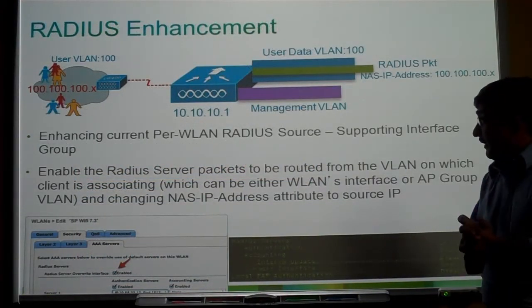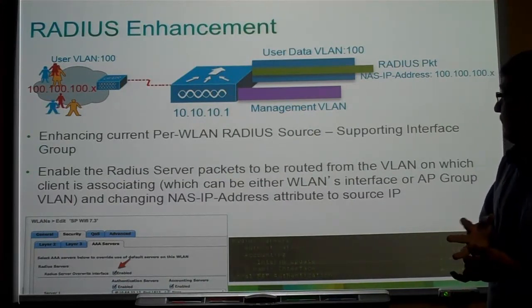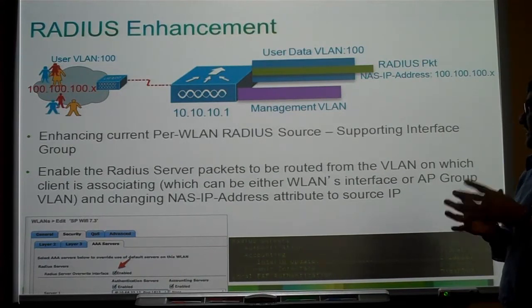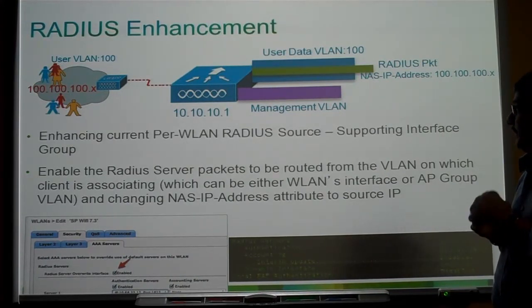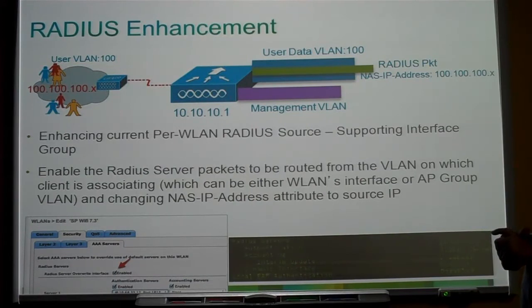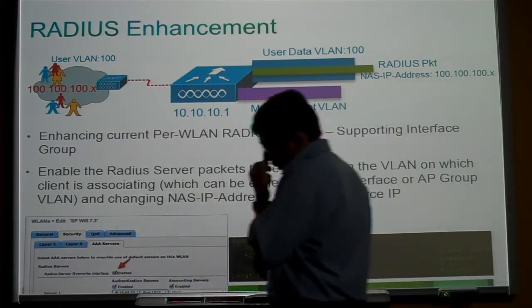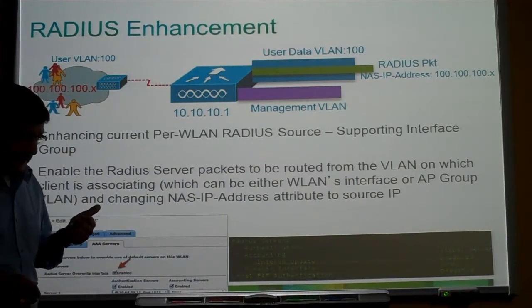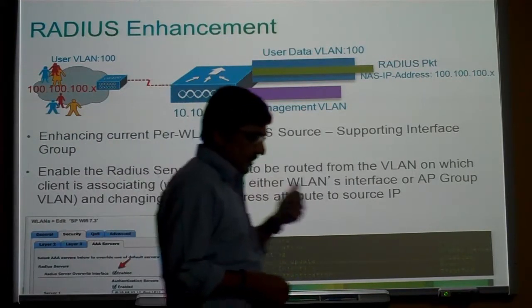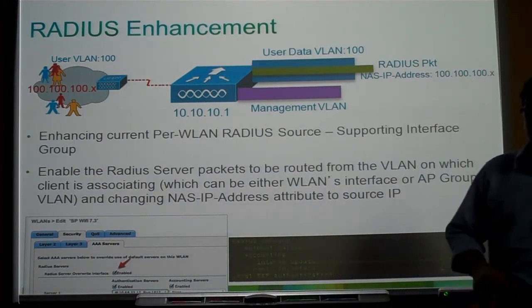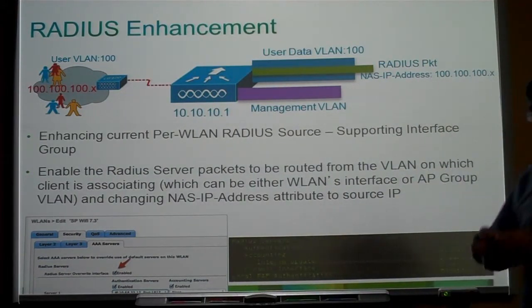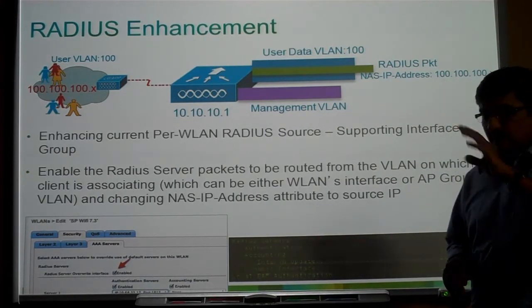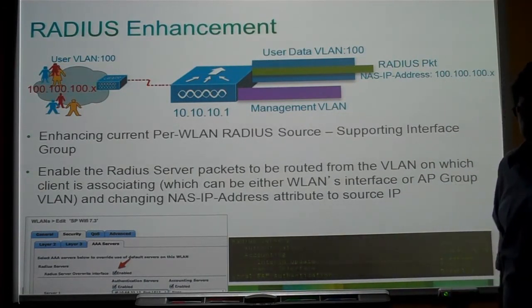This is another announcement, enhancing the current per-WLAN RADIUS source, supporting the interface group. So what will happen is, if you enable it and the RADIUS server is reachable from a dynamic interface, we now relay the RADIUS packets from that particular interface. Earlier it used to be always from the management interface.